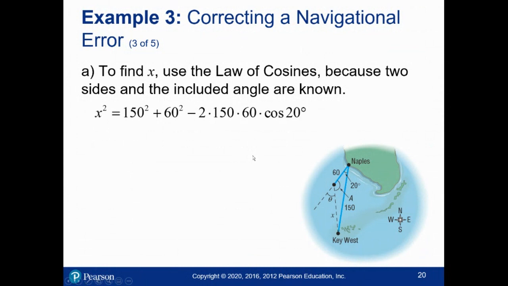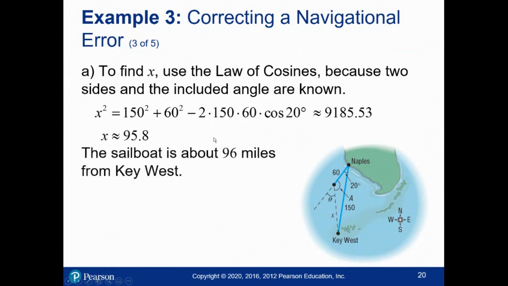x squared equals 150 squared plus 60 squared minus 2 times 150 times 60 times cosine of 20 degrees, which, if you make sure you're in degrees mode, you just punch into your calculator and you get x squared is about 9,100. So x is the square root of that, which is about 95.8. So we are 95.8 miles away from Key West.